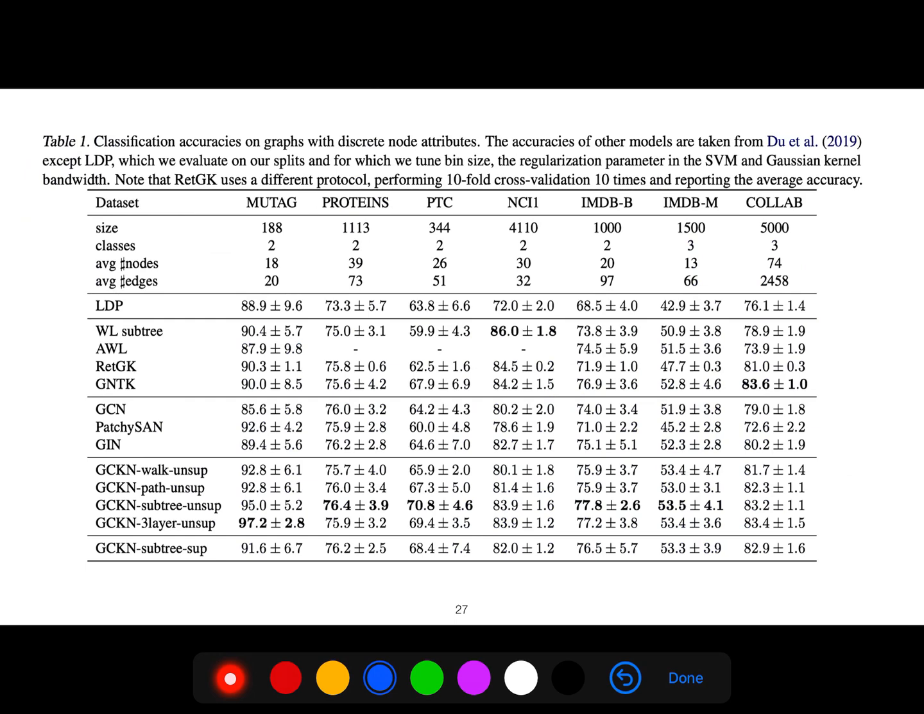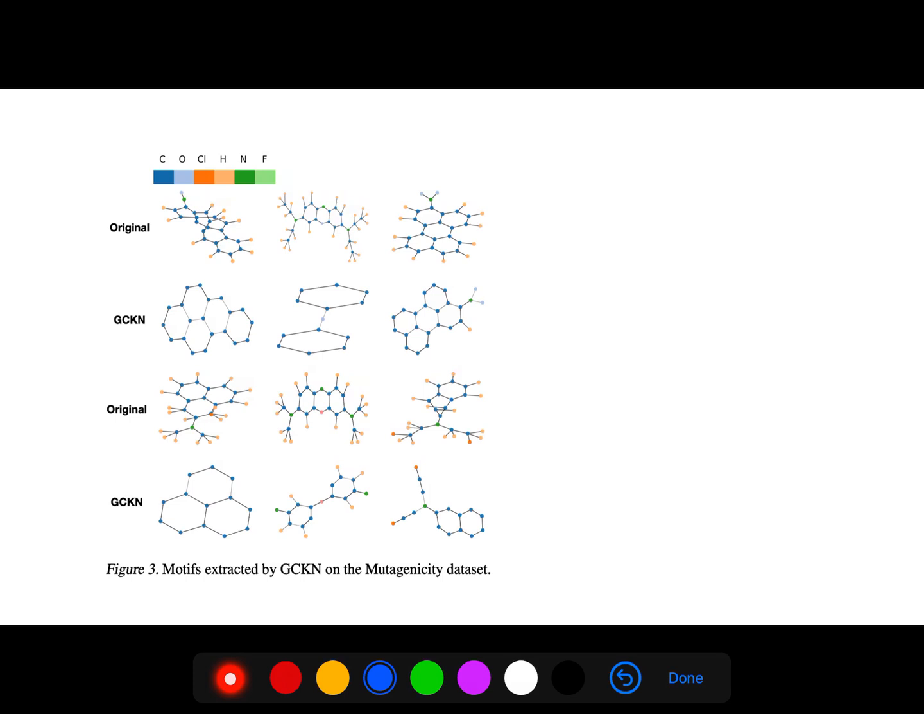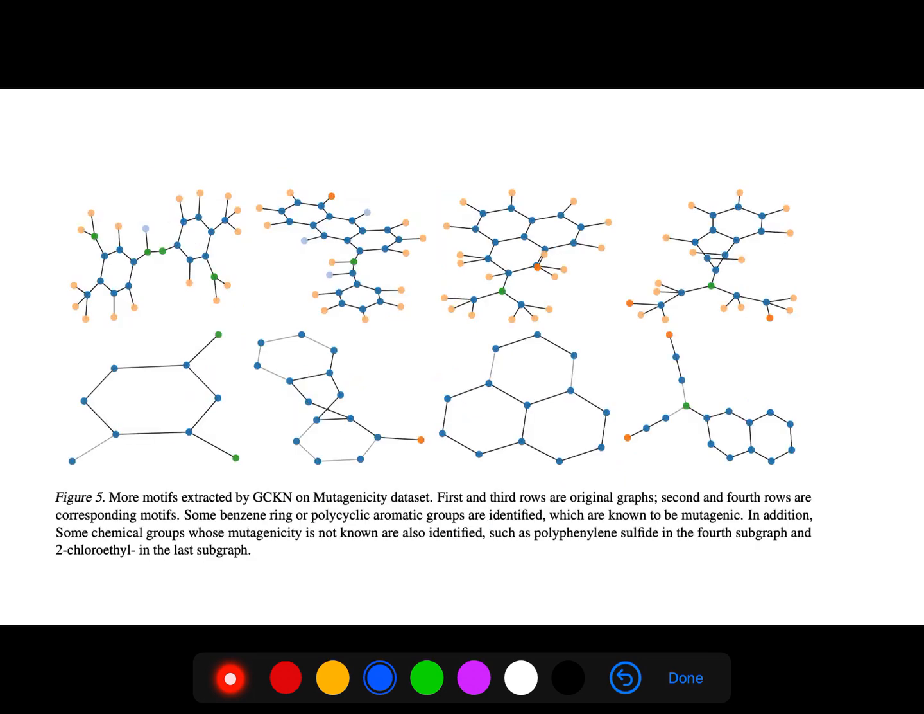So they did experiments on these datasets, and they compared classification accuracies of popular models like graph convolution to this model, which you see some improvement, very, very little improvement. And these are motifs extracted in the mutagenicity dataset. You can find this in the Mutagenicity dataset in PyTorch Geometric. Again, the mutagenicity dataset is very good if you have an interpretable algorithm.